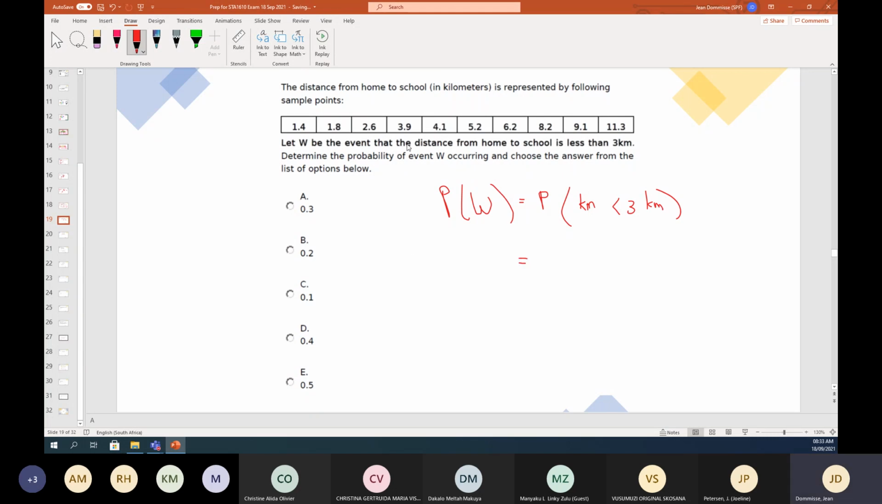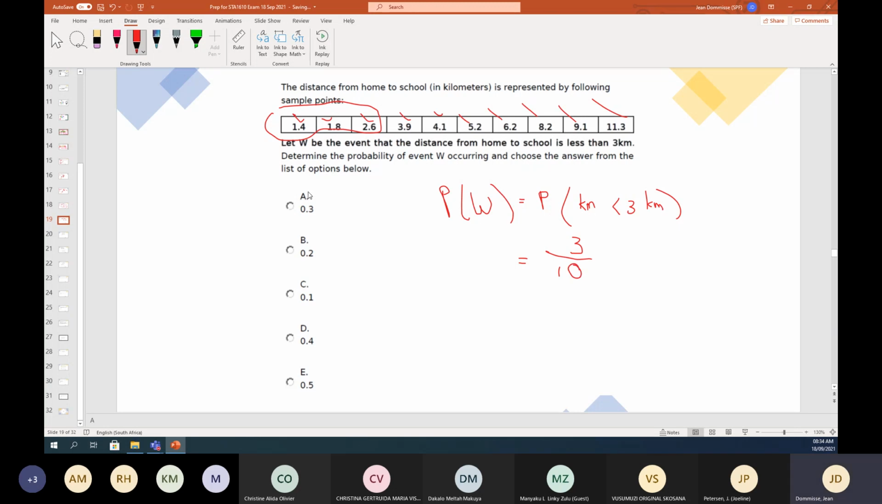Okay, so let's see how many are less than 3. That one, that one, that one. So there's 3 that is less than 3. How many is in total? 3, 4, 5, 6, 7, 8, 9, 10. So this one was straightforward.